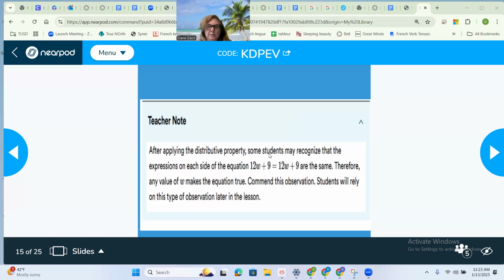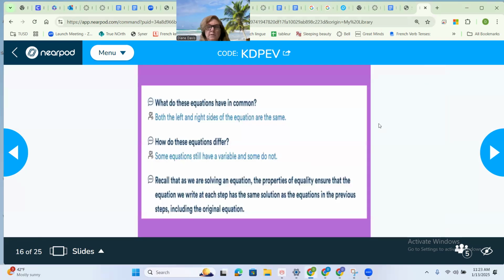After applying the distributive property, some students may recognize, this is what I was talking about. When you distributed, the 12W turns into 0, and you're left with 9 take away 9. You can't solve that one. Actually, it has an infinite number of solutions, because no matter what you put into it, it's going to subtract on the other side, and you're going to have 9 equals 9.